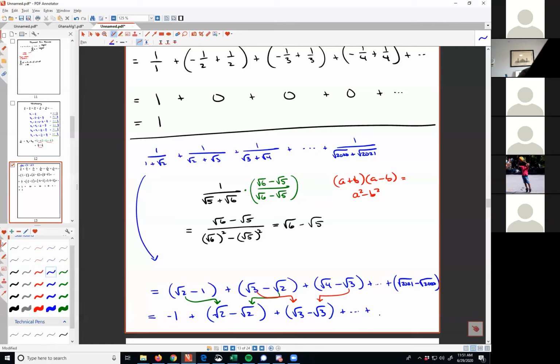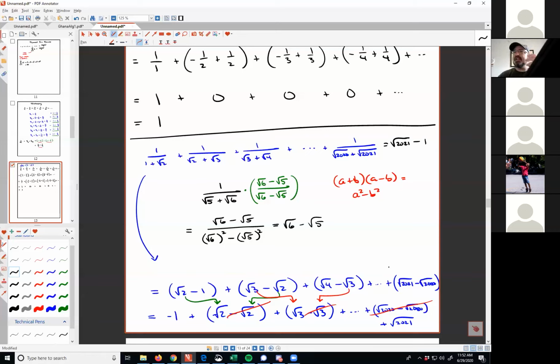Now, there's something that doesn't cancel out at the very end. You know, be careful. Root 2021. Yeah. So cancel, cancel, cancel, cancel, cancel. And in the end, the whole thing equals root 2021 minus 1. And that's it. Everything else just telescopes up and we get a nice compact answer.